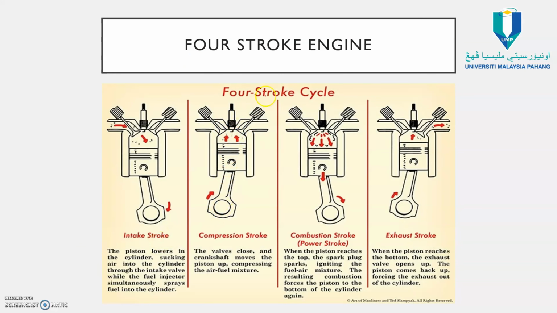So given here is a diagram on a 4-stroke cycle. As you can see, there are 4 major steps involved in the 4-stroke cycle. It begins with the intake stroke, then it moves to the compression stroke, then it moves to the combustion stroke, and lastly it moves to the exhaust stroke.